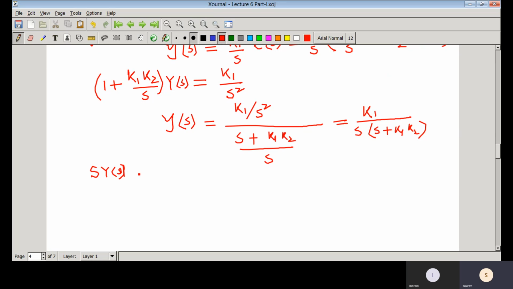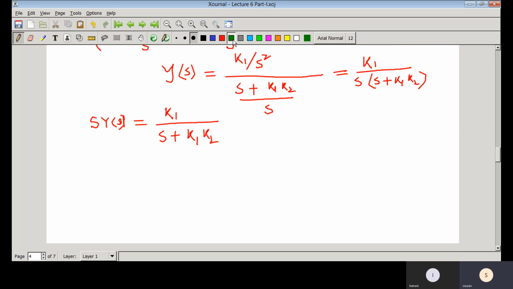Y(s) equals K1 by (s plus K1 K2). In this closed loop feedback control system, we have taken K1 and K2 to be positive. Since K1 and K2 are positive, from here you can see that the poles are on the left hand side of the S plane. That means this one is analytic.